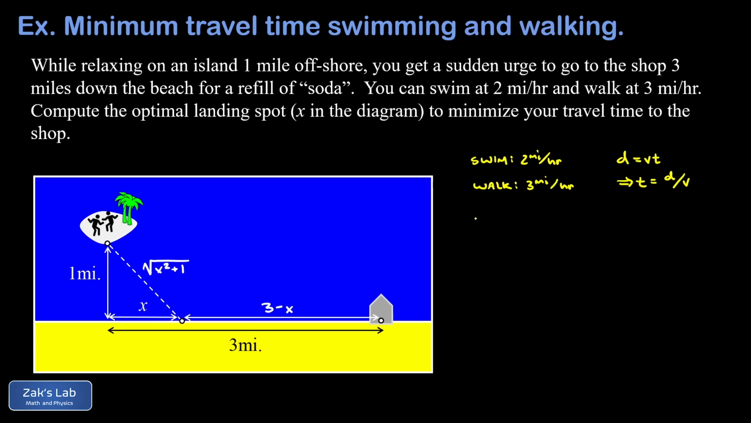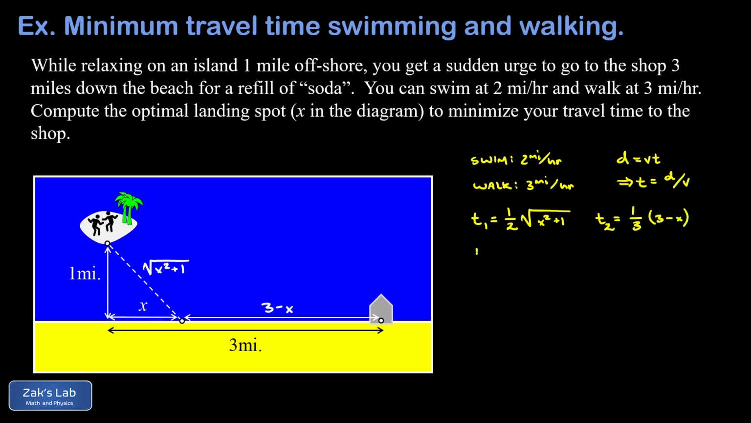So now I can write down the travel time for each leg of the journey. So I'll just use a t1 for my swimming time. And that's going to be the distance I spent swimming, which is the square root of x squared plus 1, divided by my speed when I was swimming, which is 2. So I'm just going to write this as a 1/2 out in front. So there's my swim time. And then I write down my walking time, which again is just distance divided by speed. So this time it's 3 minus x divided by 3 miles per hour. And I'll write that as a 1/3 out in front.